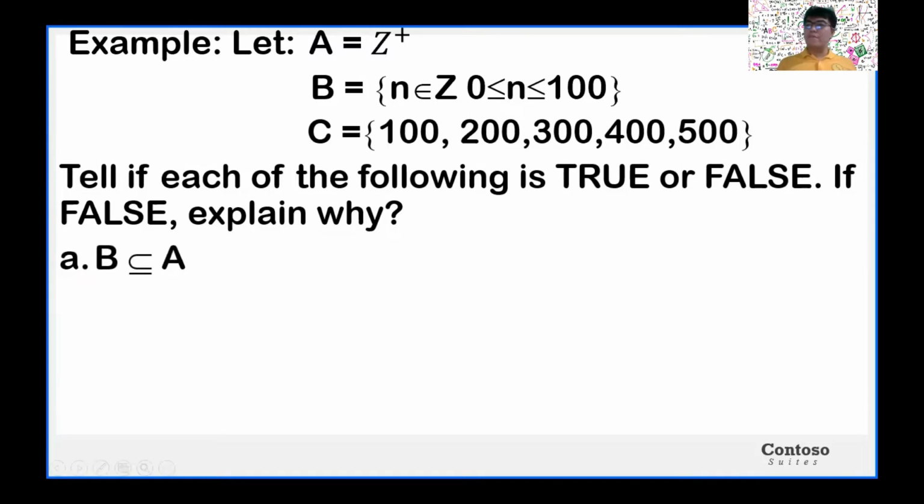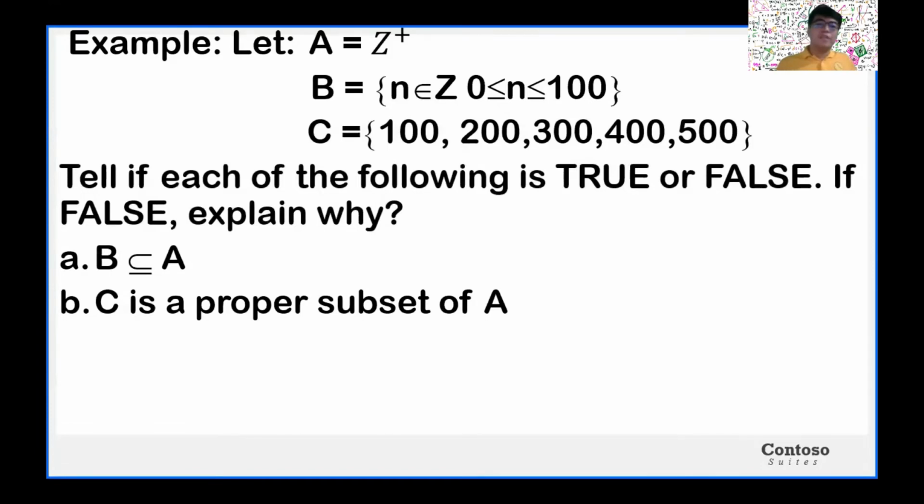Is B a subset of A? If you have agreed that the set containing positive integers does not contain 0, then B is not a subset of A because B contains 0. How about C? Is C a proper subset of A? C is a proper subset of A because every element of C is present in A. For instance, 100, 200, 300, 400, and 500 are also elements of A. They are positive integers. But there are elements of A that are not elements of C. For example, 3. 3 is a positive integer, but 3 is not an element of C.